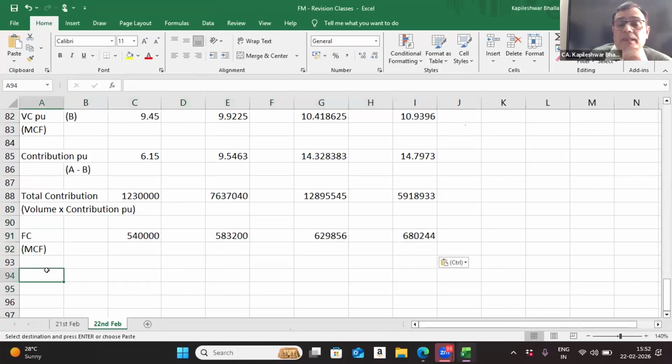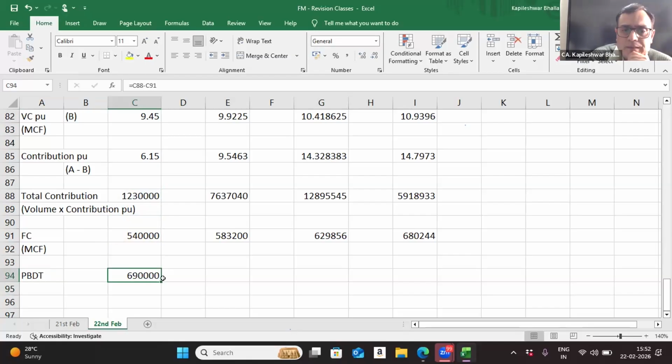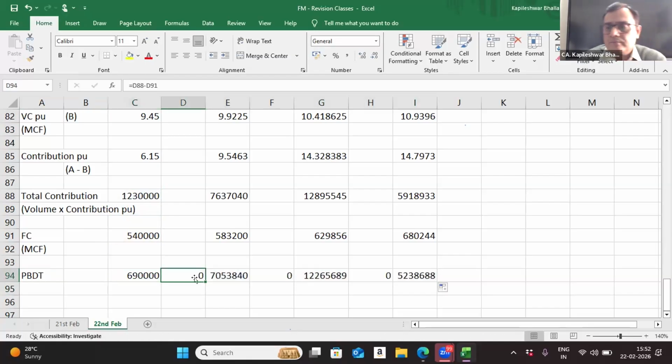Right. And now tell me, what are you going to get? Are you going to get the PBDT or the PBT? Is this fixed cost inclusive of the depreciation? The word used is incremental fixed cost. Can I say if it is incremental fixed cost, that means it is without considering depreciation. That's right. It is going to be PBDT. So we can take the contribution minus the fixed cost and get the information out here. This is done, this is done, this is done. Okay, so once we get the PBDT, now we are trying to work on the depreciation.